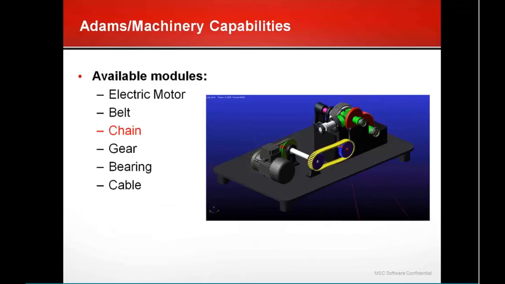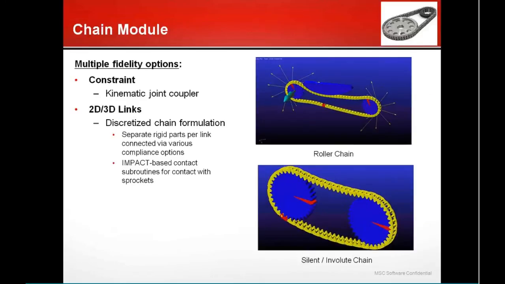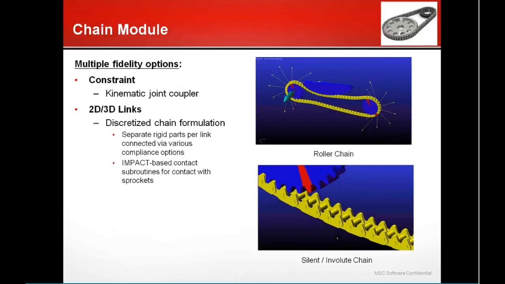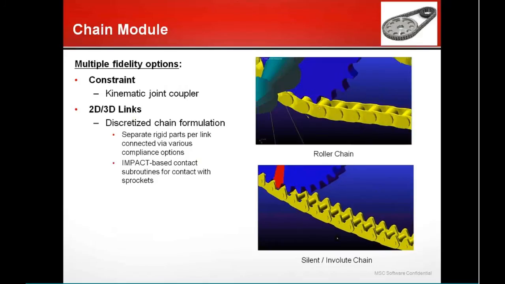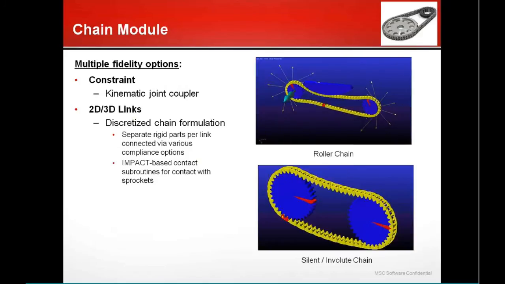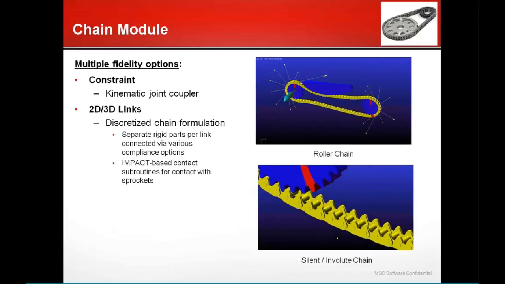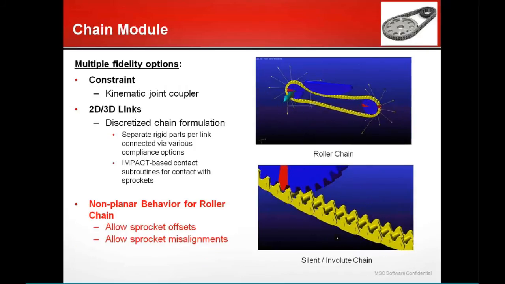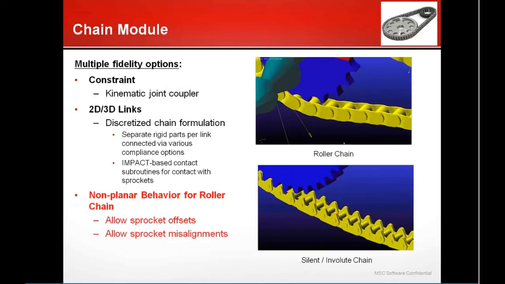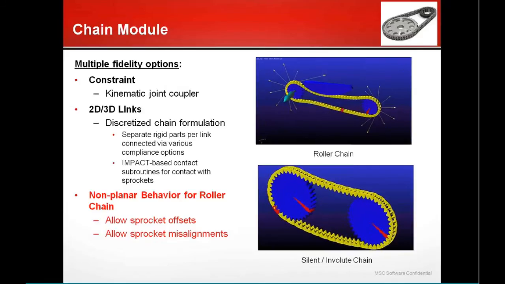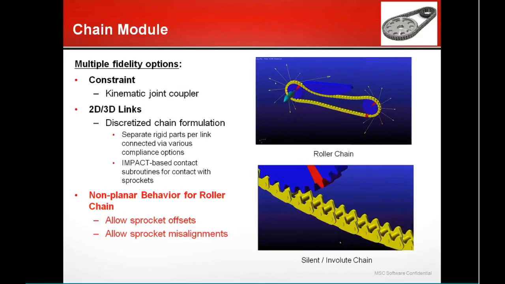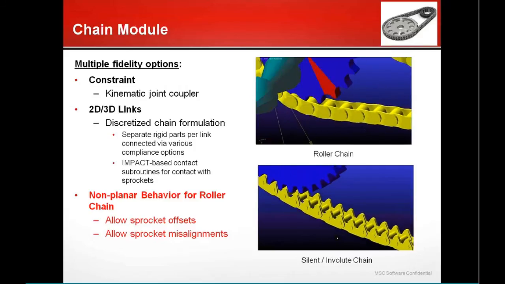Moving on to the chain module, it's very similar in structure to the belt module in that we have a constraint mode that's just a kinematic coupler. We've got planar 2D and 3D links representations for the roller chain and the involute chain. And then we've also just added in this release 2013.2 non-planar behavior for the roller chain so that we can have small roller offsets, sprocket offsets and sprocket misalignments.